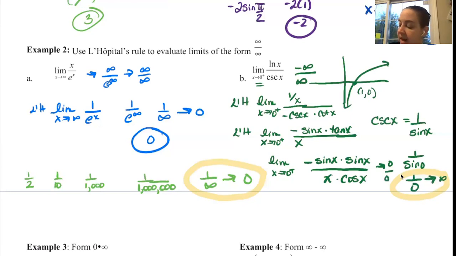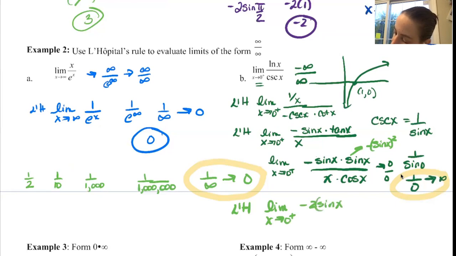So what did we learn in the last problem? You can find the derivative again. So this becomes, in the numerator, I have it set up like a product rule, but remember that this is really negative sine of x quantity squared. So I'm going to do a chain rule just so I can save on space. The limit as x approaches 0 from the right, negative 2 sine of x to the first. The derivative of sine is cosine.